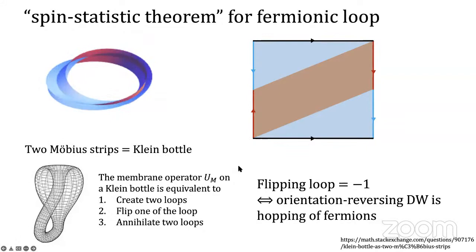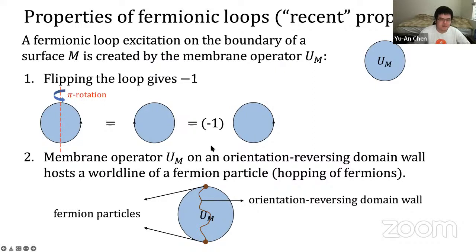Okay, so any questions? So this is the take-home message of my talk: we have two different properties for a fermion loop, and they are equivalent. The later part of my talk will be a little technical because it will involve a lot of calculation for Stiefel-Whitney classes, like a Wu formula. So I think this is a pretty good point to start and think of these two properties.